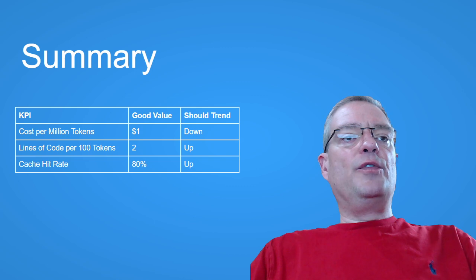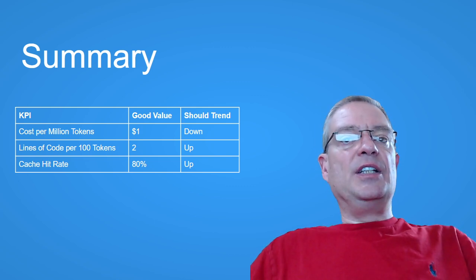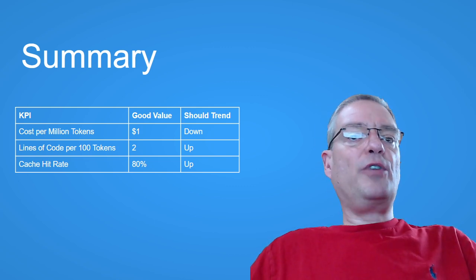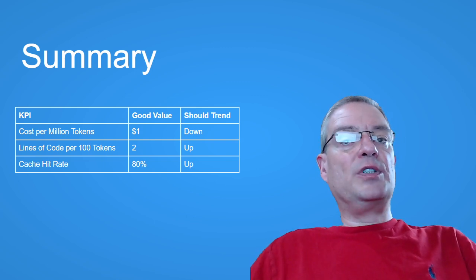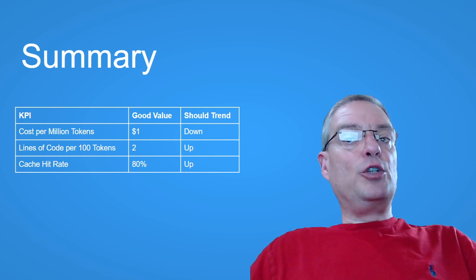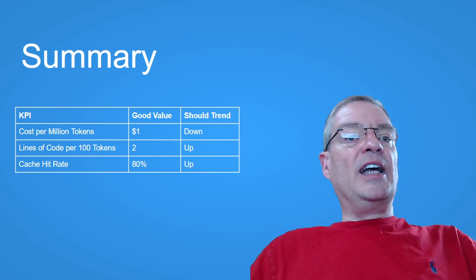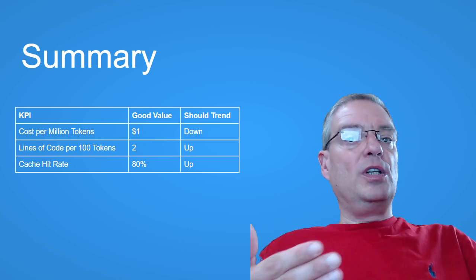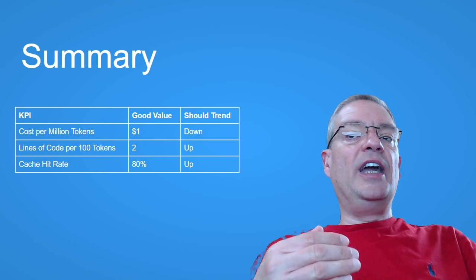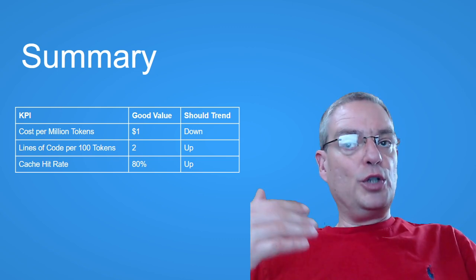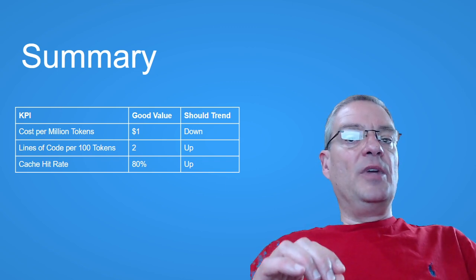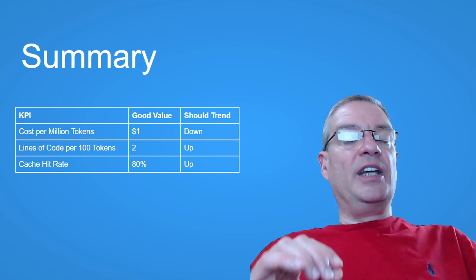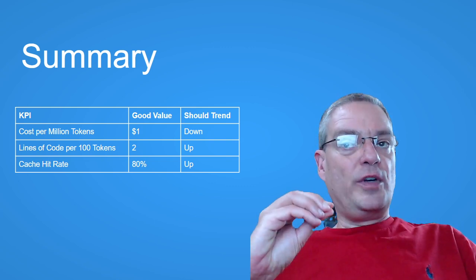Here is the summary of the KPIs and how they should be trending over time, right? So we mentioned at the very beginning, cost per million tokens. A good value is somewhere around $1, and the trend should be downward over time. For the lines of code per 100 tokens, a good value is 2 lines of code per 100 tokens, and the amount of lines of code should increase over time, so the trend should be upwards. And the cache hit rate, a good value is 80%, and again, this cache hit rate should trend up over time.